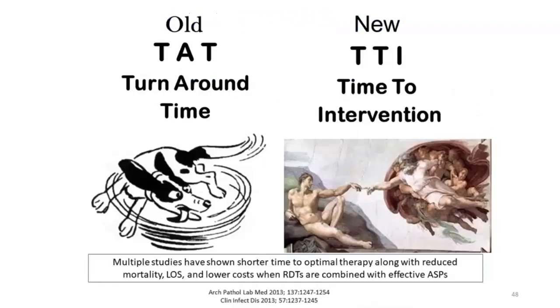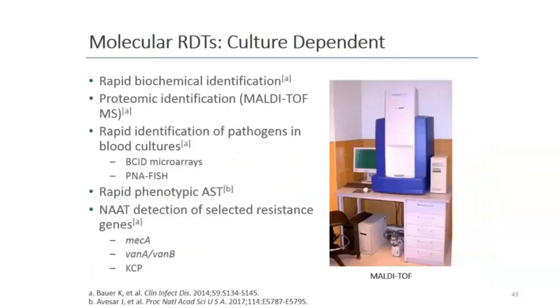So we used to think about turnaround time, but I think it's much more important to not only talk about turnaround time, but time to intervention. Multiple studies have shown that the shorter to optimal therapy reduces mortality, length of stays, and cost, but unless it's combined with some sort of stewardship activity, often these results of these studies are not acted upon in a timely manner. So let's talk first about the culture dependence. So something has to grow. We're going to concentrate on Multitoff, a little bit about this rapid phenotypic antimicrobial susceptibility testing, some of the NAT detection for selected resistance. So these are the things we'll be talking about.